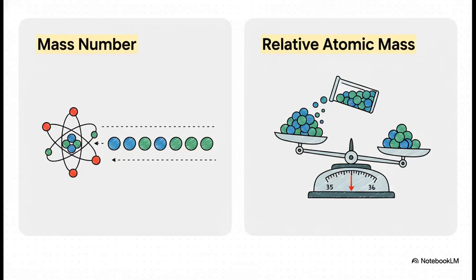So let's clear this up once and for all, because this is crucial. The mass number is just a simple count. Protons plus neutrons in a single atom. It's always a whole number. For chlorine, an atom can have a mass number of 35 or 37. But the relative atomic mass, that's the number on the periodic table, is a weighted average of all the different isotopes found in nature. And because it's an average, that's why you get decimals.